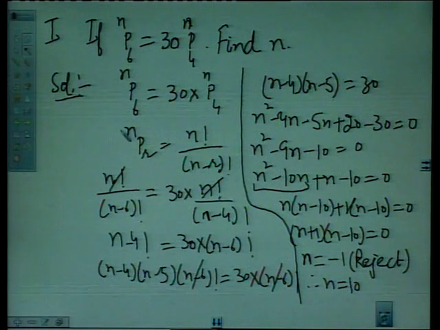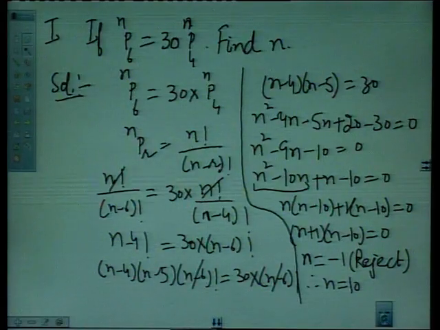We apply this formula nPr, we get n factorial on both sides, cancel n factorial from both sides, then cross multiply: (n minus 4) factorial comes out to be 30 times (n minus 6) factorial. From these two we expanded (n minus 4) factorial in terms of (n minus 6) factorial, cancelling (n minus 6) factorial from both sides. The equation is n square minus 9n minus 10 equal to 0.